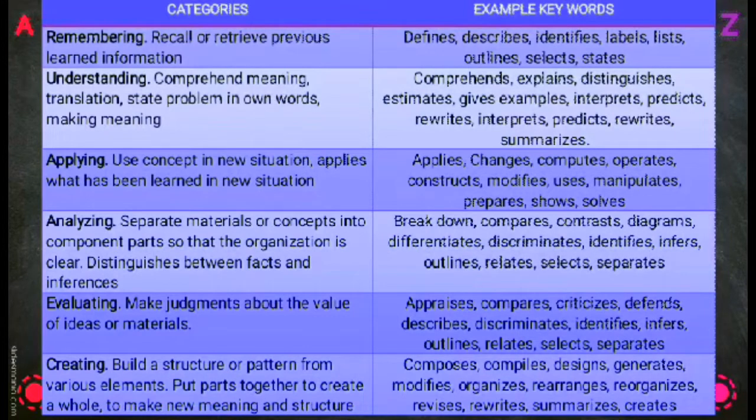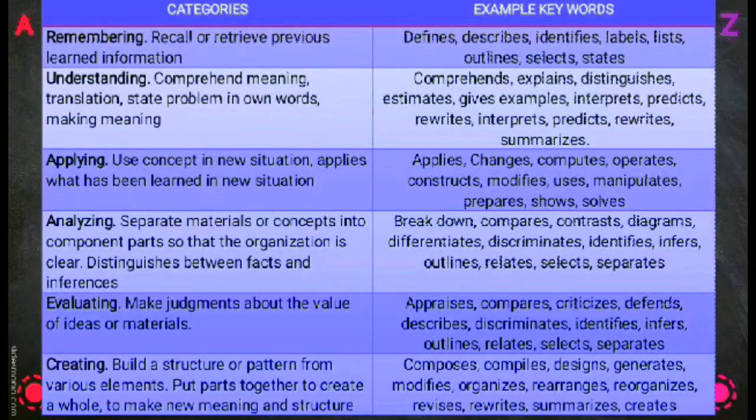Example keywords are defines, describes, identifies, labels, lists, outlines, selects, states. Next category is understanding. It is to comprehend meaning, translation, state problems in own words, and making meaning. Example keywords are comprehends, explains, distinguishes, estimates, gives examples, interprets, predicts, rewrites, and summarizes.